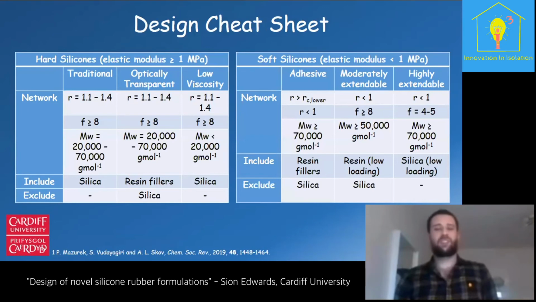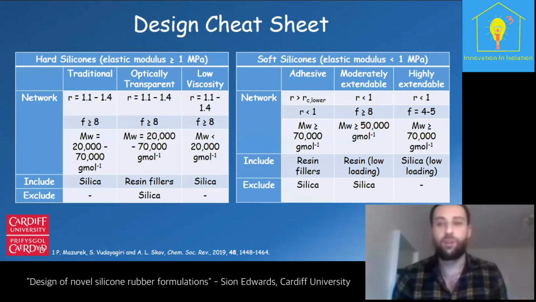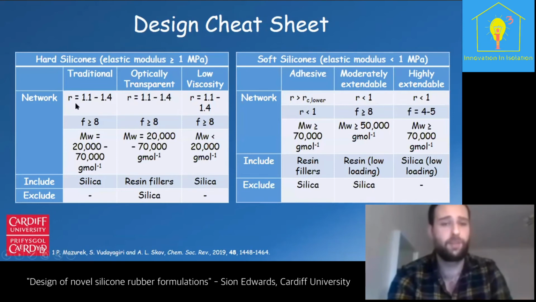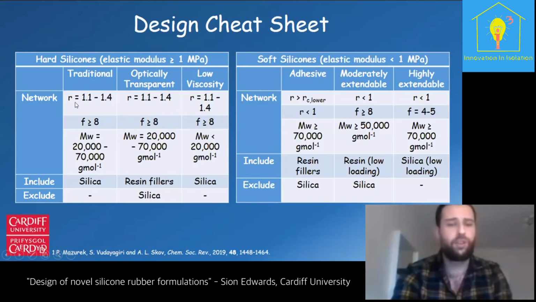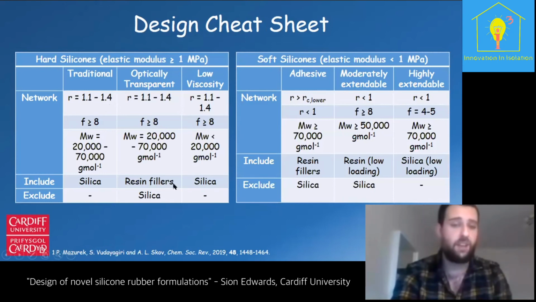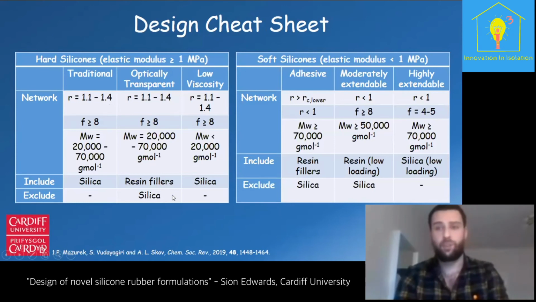So quickly, just to go over different types of materials you can produce. This is where the stoichiometry and the functionality previously discussed come in. For a traditional silicone, you probably want your stoichiometry between 1.1 and 1.4 with a functionality of about 8. You want molecular weights between 20 and 70,000, and you want to include silica. If you want your material to be optically transparent, instead you would use a resin filler and you'd get rid of silica as it makes the material opaque.